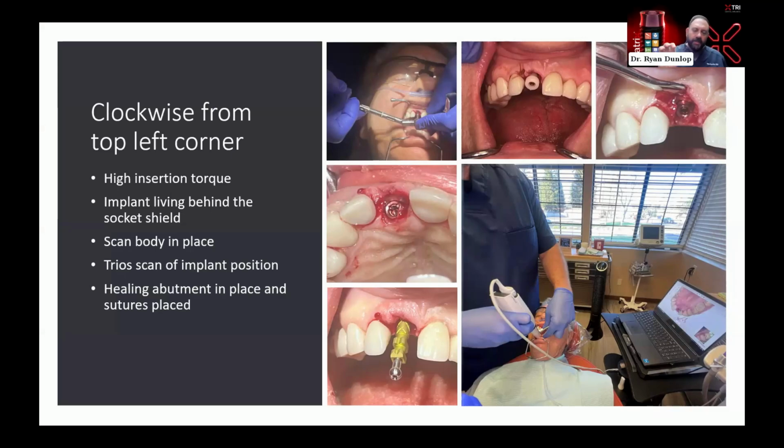There's like a slot in the implant that gives you your timing. Once the impression coping scan body was in place, I scanned it with the Trio scanner. You can see me doing that here. And then I left a healing abutment on the implant for a few minutes just so we wouldn't get tissue collapse or bone graft or anything inside the implant. So I left my father-in-law just like this for a few minutes while we went to the lab.